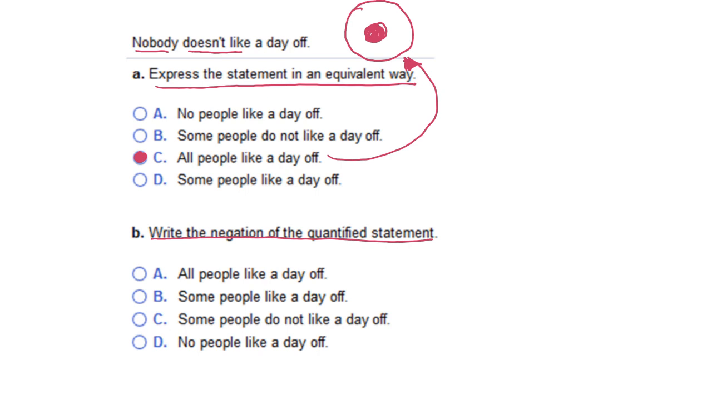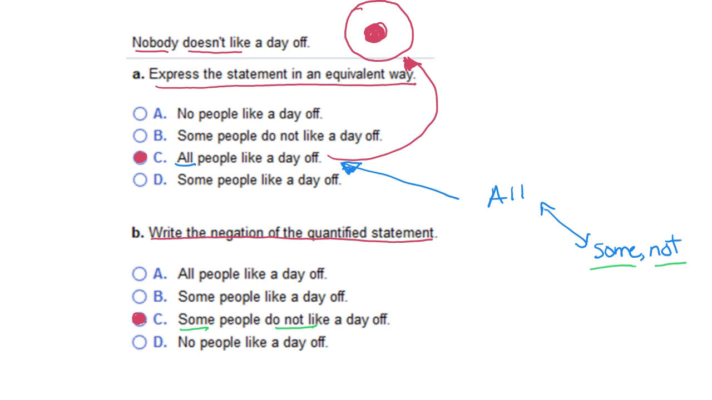So if we don't know how to change nobody doesn't like a day off into a negation, what you can use is the equivalent statement that we just found, where it says all. Remember, once again, all, the negation converts into some not. So we'll take a look at all the options below. It says all people like a day off. B says some people like a day off. C is some people do not like a day off. And D says no people like a day off. So what I'm looking for is some not, because we started with the word all. In this case here, some do not. So my answer for this one would be C.